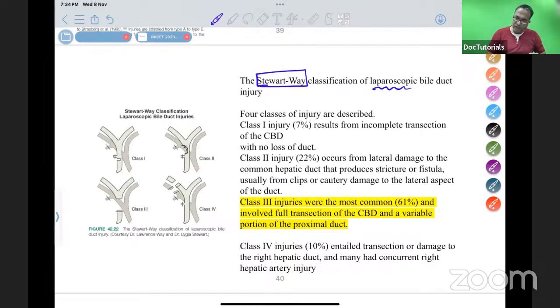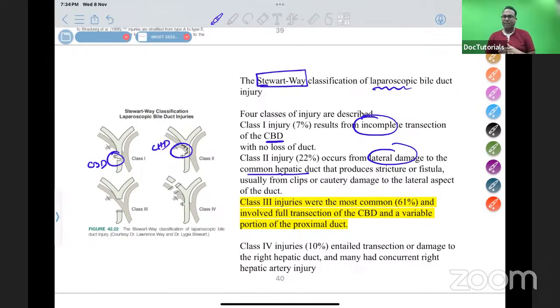So class 1 is an injury in which the bile duct is incompletely cut. I have cut the bile duct incompletely. Class 2 is a lateral damage of the common hepatic duct. You can see the common hepatic duct is injured. In the first one, the common bile duct is injured. Here it is the common hepatic duct that is injured. So both are lateral damage.